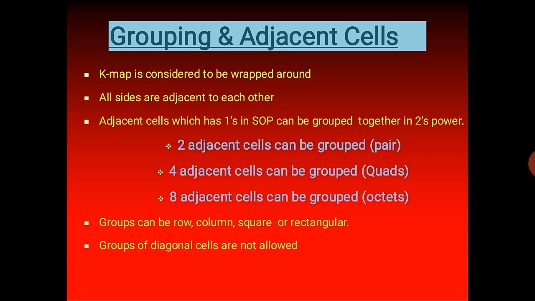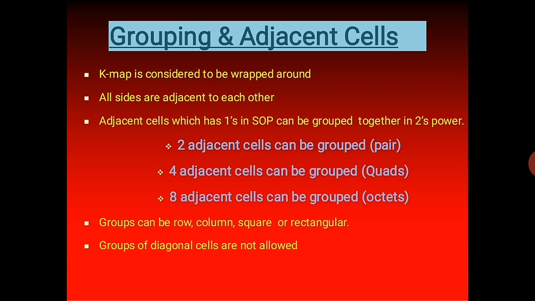The K-map is considered to be wrapped around, and all the sides are adjacent to each other. Whether a cell is at the leftmost, rightmost, topmost or bottommost, it is referred to as adjacent. When we group 2 adjacent cells, it is known as a pair grouping. When we group 4 adjacent cells, it is referred to as a quad grouping. And when we group 8 adjacent cells, it is known as an octet. The groups can be a row, column, square or rectangle.